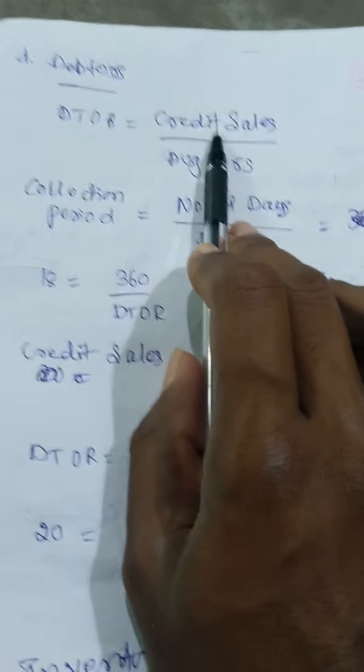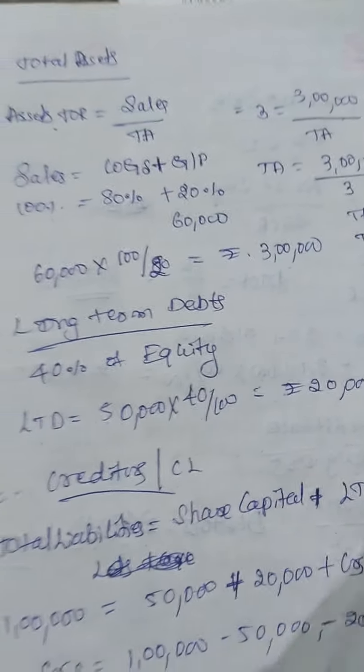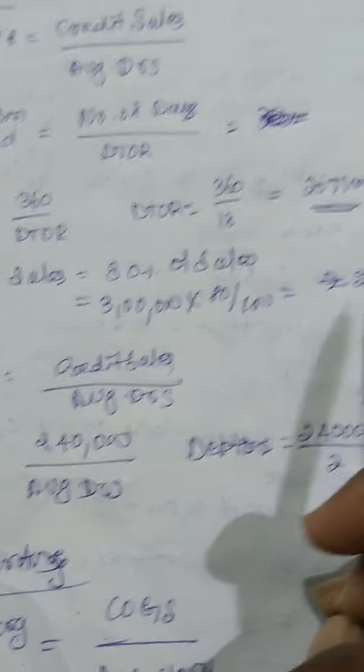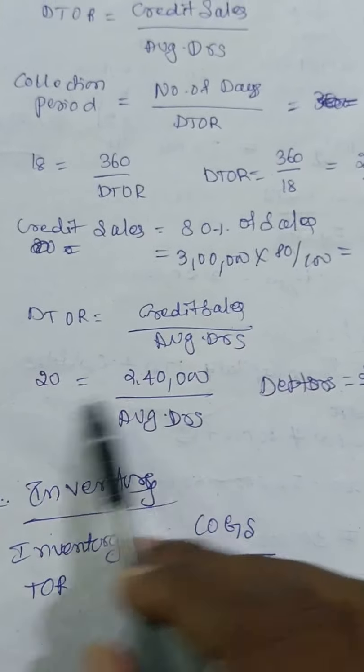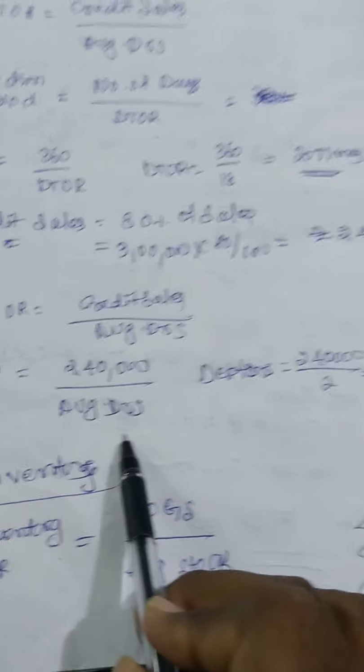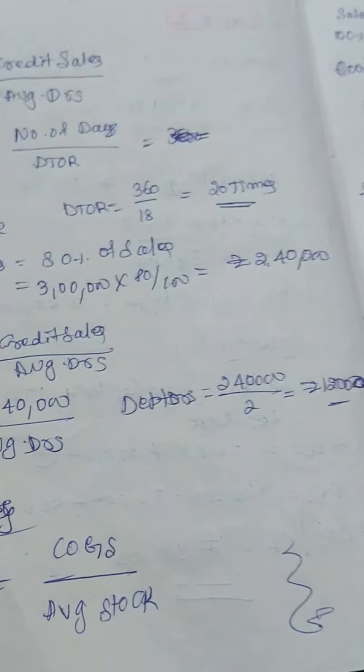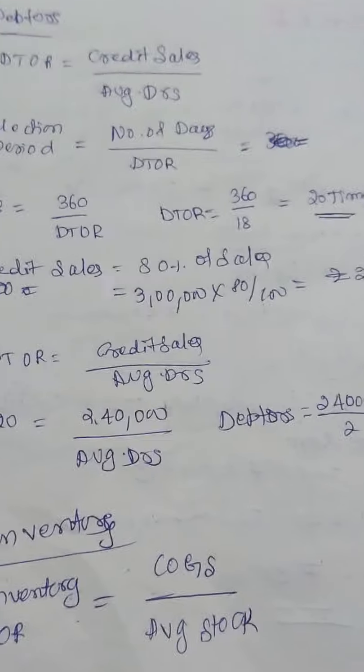And we have credit sales, they are telling us that 80% of the sales are credit. Total sales we had identified here, that is 3 lakh. So 3 lakh into 80% you will get 2 lakh 40. If you apply this formula, 20 equals 2 lakh 40 divided by average debtors, so you will get 12,000 as your debtors. Sorry, 12,000, not 1 lakh 20, is your debtors.